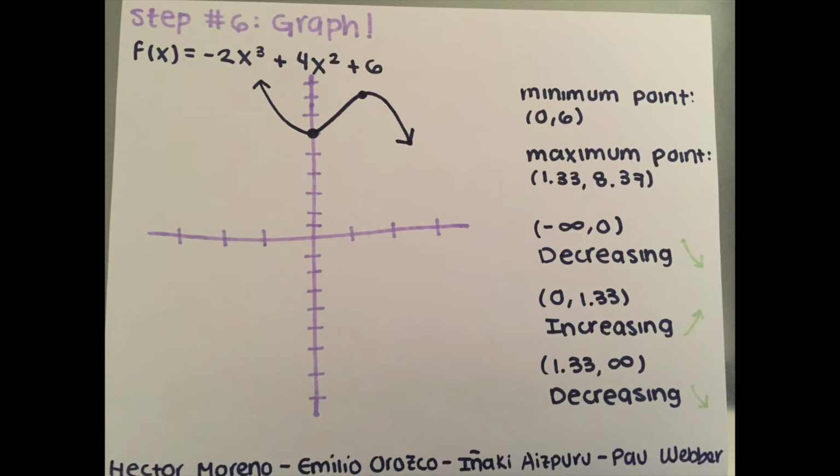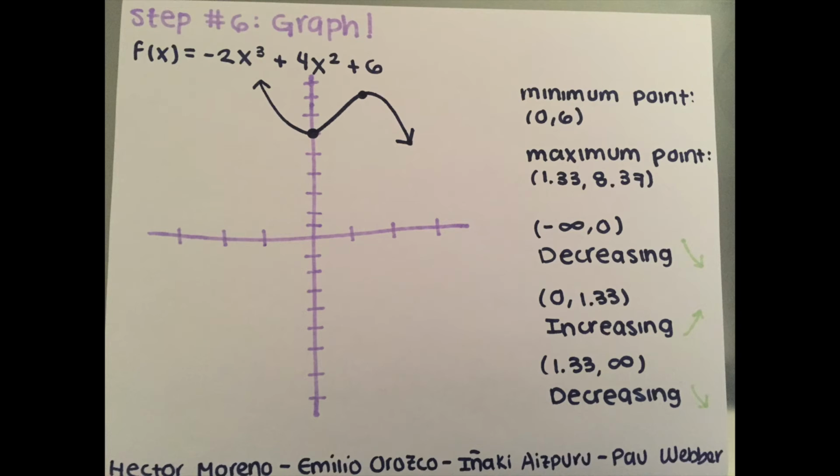So now the last step is to graph the function with the information you previously got. We got the minimum point and the maximum point, and we need to draw those points on the graph, which will be 0,6 and 4/3, 8.37. A useful tip before we graph is to analyze the original function, which is minus 2x to the cube plus 4x squared plus 6.